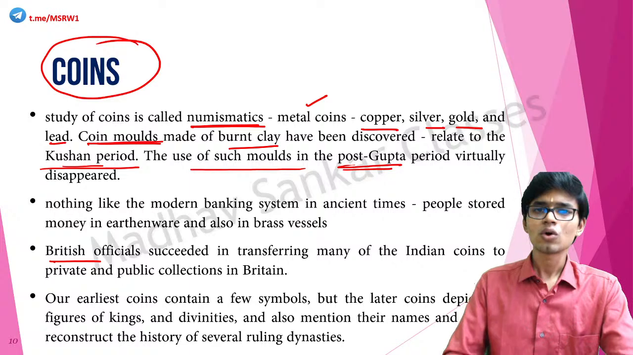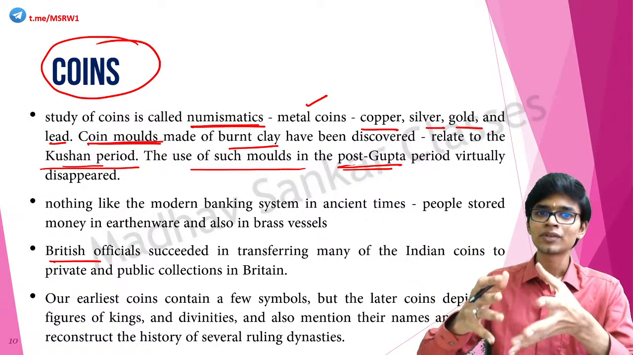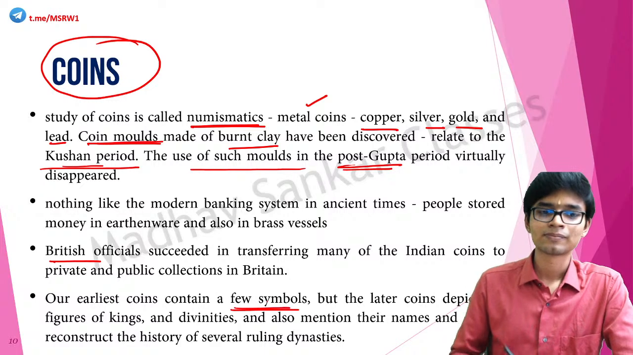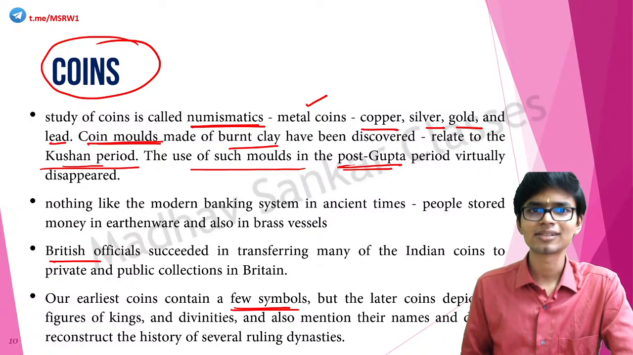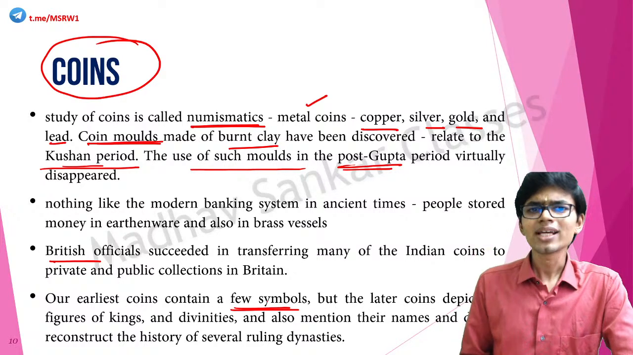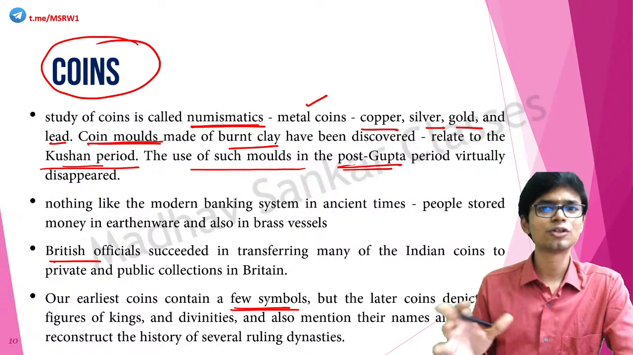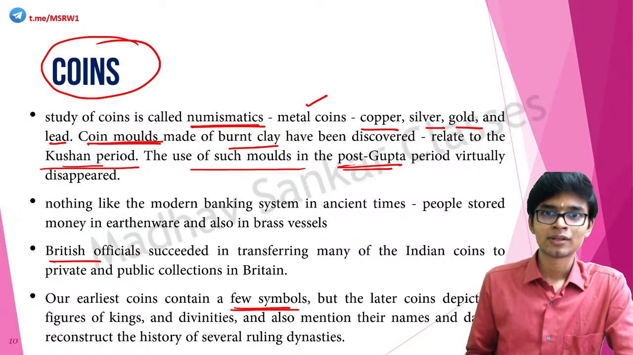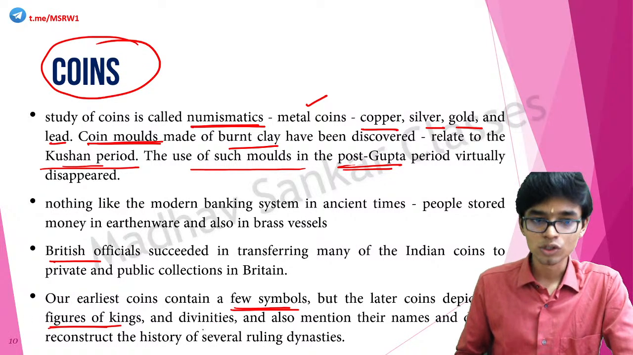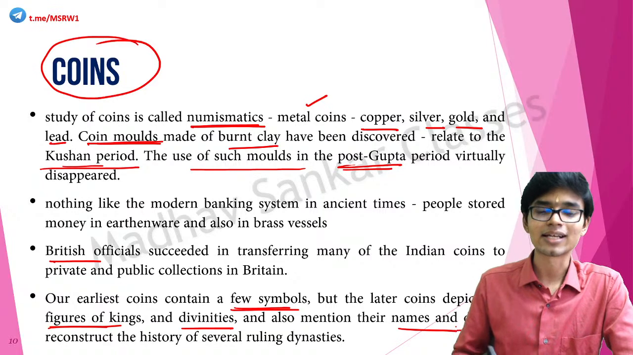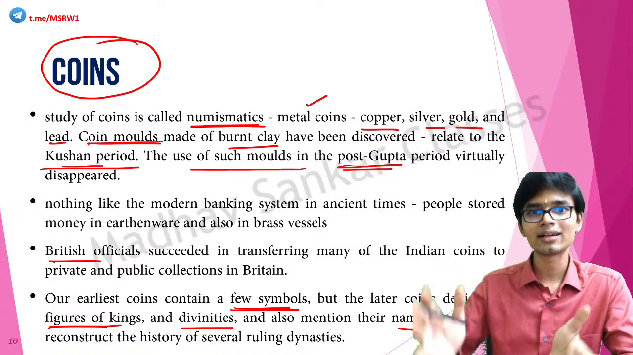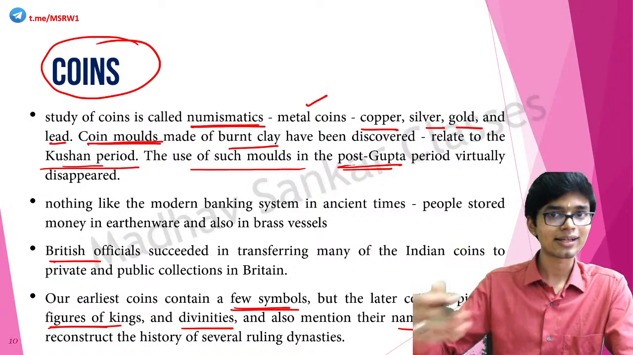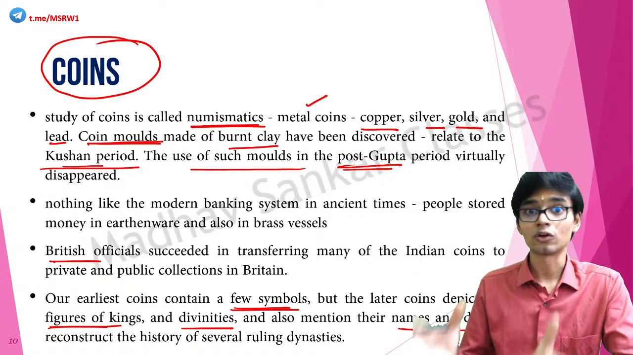So our earliest coins, among all the coins that we have, were actually those having a few symbols. We can't make much out of these symbols. Some are yet to be deciphered anyway. The punch-marked coins, basically. Some symbols that don't make too much sense to us. Then later on, it started to become clearer and more intricate. We find the figures of kings, those of divinities, also the mentions of names and dates, etc. Once these kinds of more and more detailed descriptions started to come up in coins, we were able to place them in a historical time scale, and it has become easier for us to reconstruct the history of several ruling dynasties.